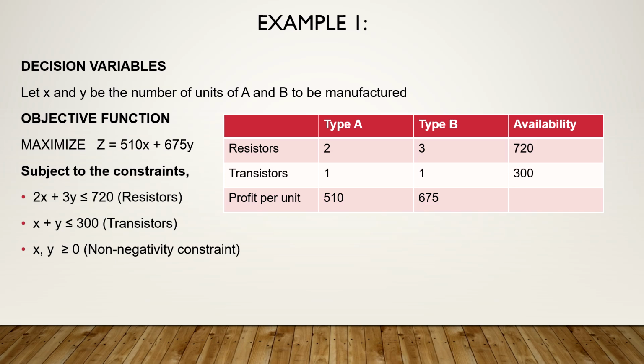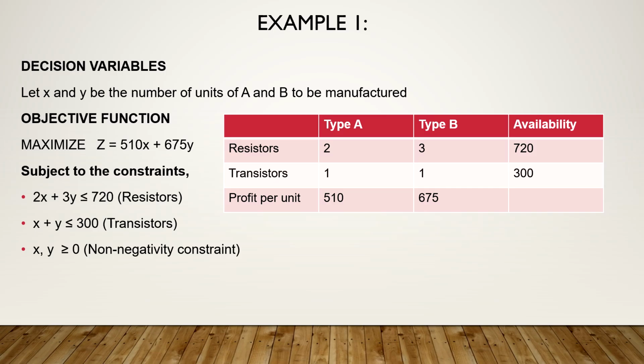What are the restrictions? See, 2 resistors per device of type A. That means 2 into X is the total number of resistors required for type A. Plus, in the same way for B, the number of resistors required will be 3 into Y. This total should be less than or equal to 720 because the manufacturer has a stock of 720 only. So the inequality will be 2x plus 3y less than or equal to 720. Similarly for transistors, only one transistor is required for both devices. So x plus y is less than or equal to 300.